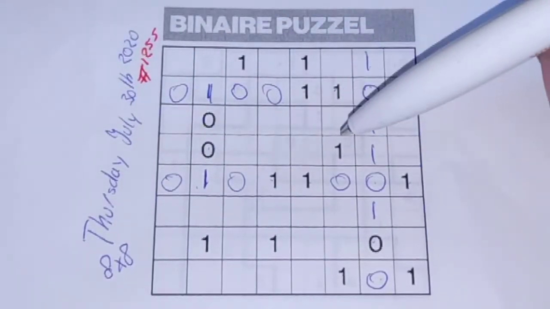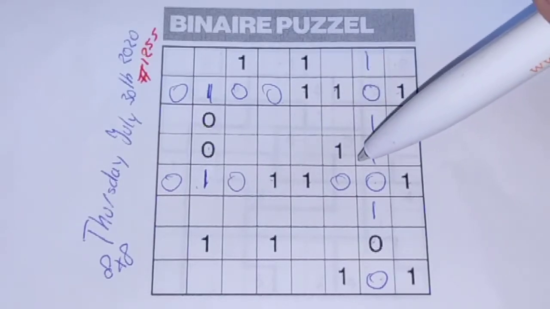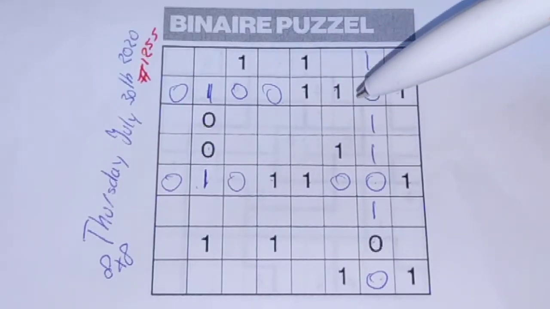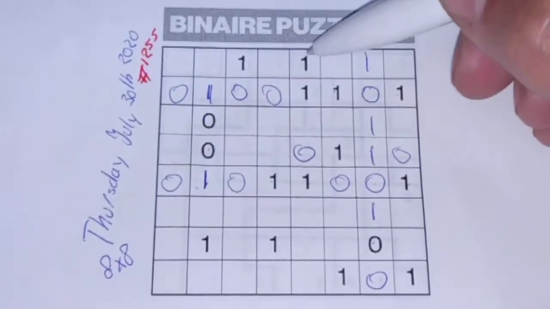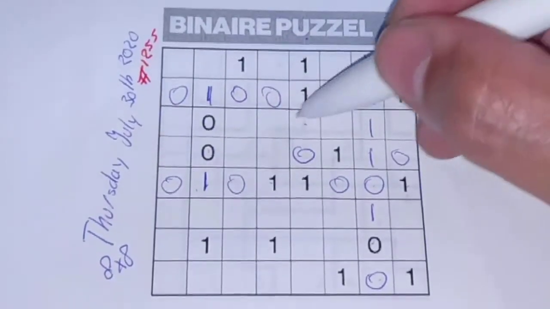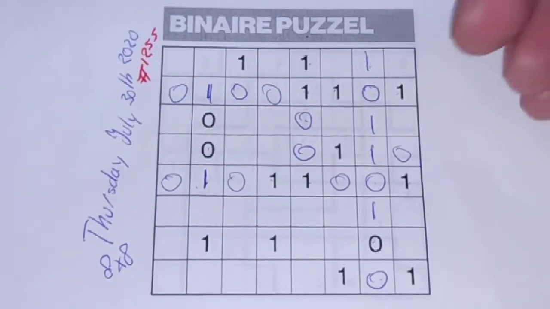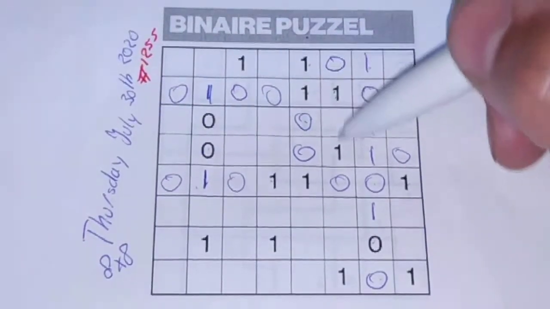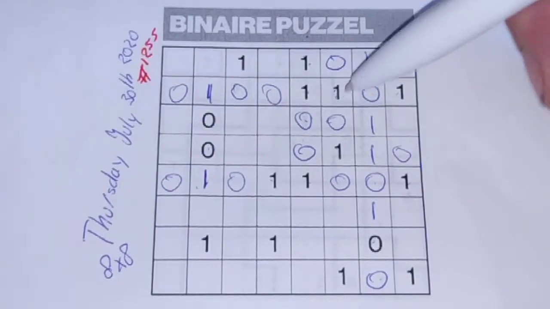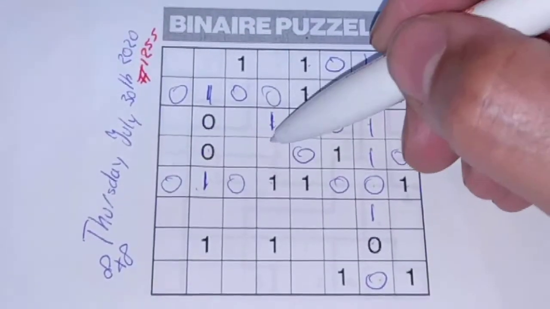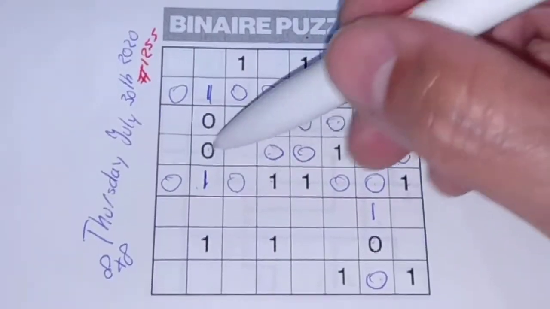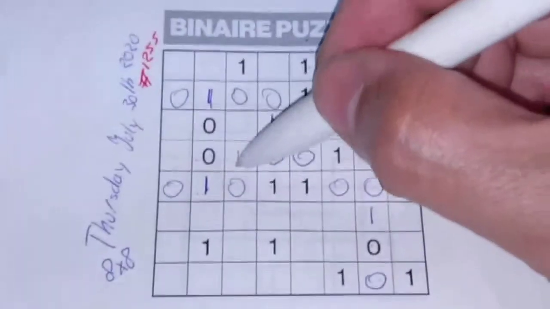Then we have, let me see. Double 1 here a zero, there a zero. Double 1 here a zero, there a zero. Between 2 ones comes a zero. Double zero, here one, there one. Between 2 ones comes a zero. And look, we have 4 zeros, so the rest are ones.